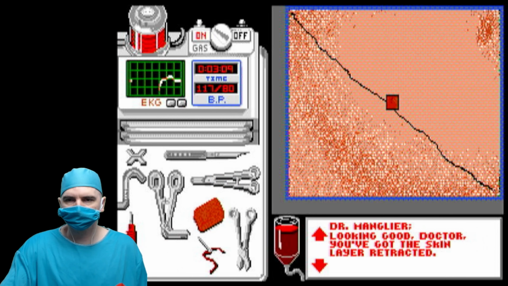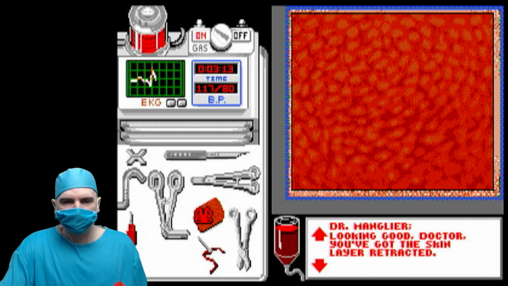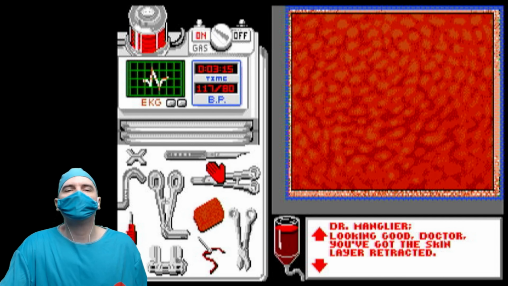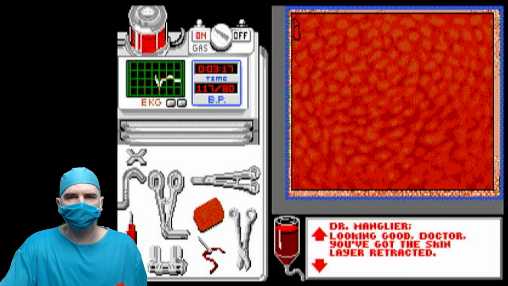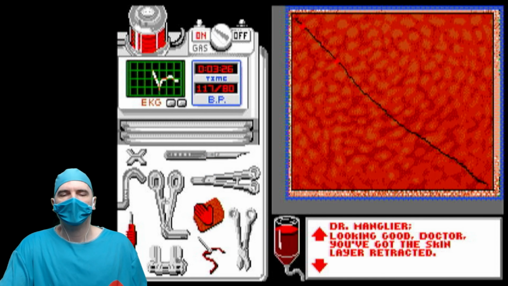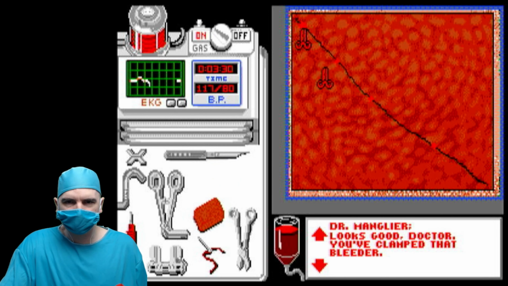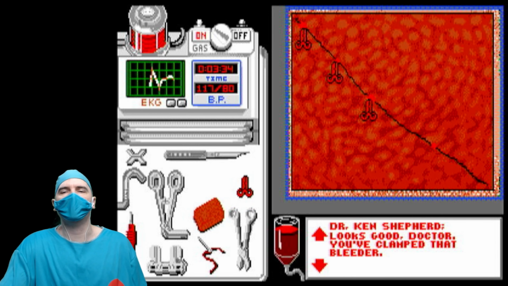So, looking good, doctor. You've got the skin layer retracted. So we go in a little bit deeper. So we do the same thing again. Top left, bottom right. Try and keep it as straight as possible. Accuracy is key here. So once again, we've got some more bleeders. So apply the forceps to those bleeders and stop them as quickly as possible. We don't want these getting out of control.